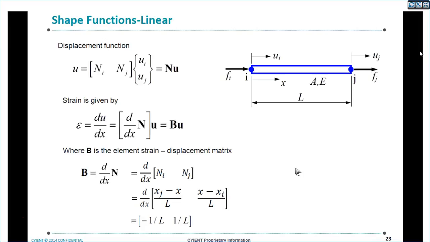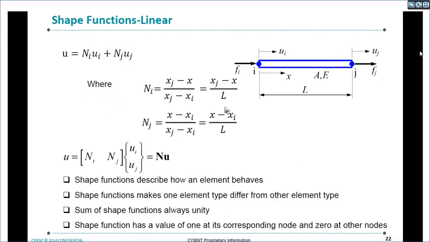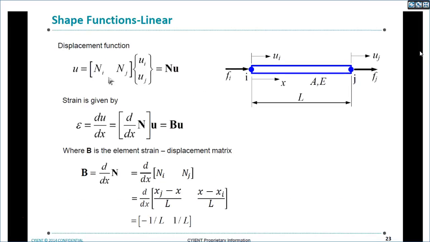Now, let us understand the displacement function. The displacement function is nothing but N into u, where N is the shape function and u is the nodal displacement.